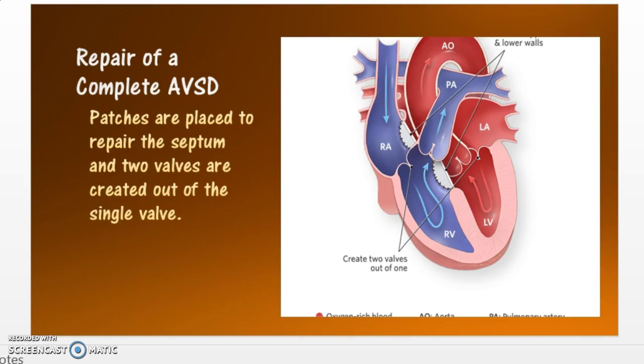Here's a picture of the repair of a complete AVSD. You can see the patches that were placed to repair the septum, and 2 valves are created out of the single valve.